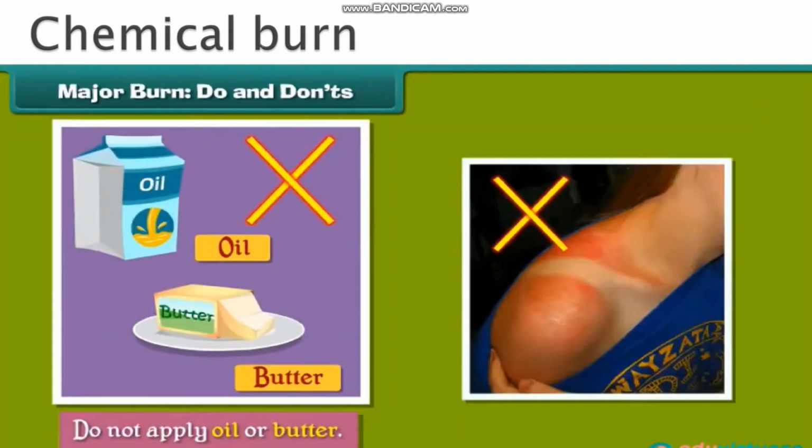So that there will be no burning signs. But when the clothes get removed from the area, then what happens is that with that cloth, the skin can also come off.